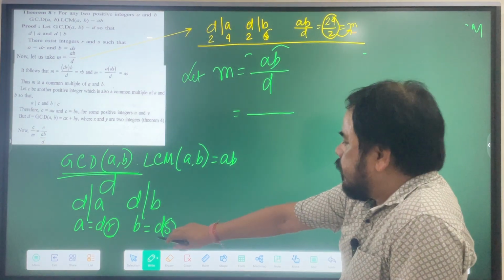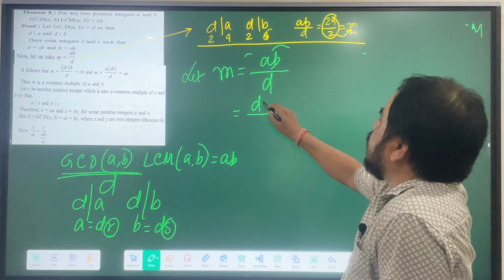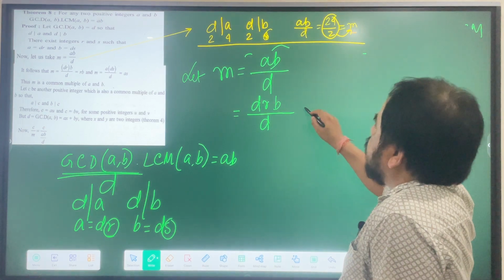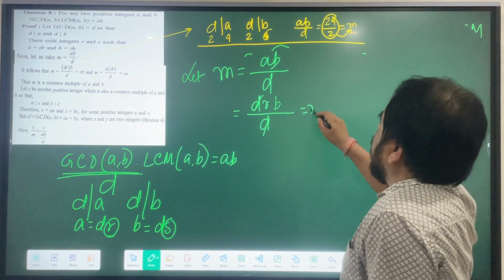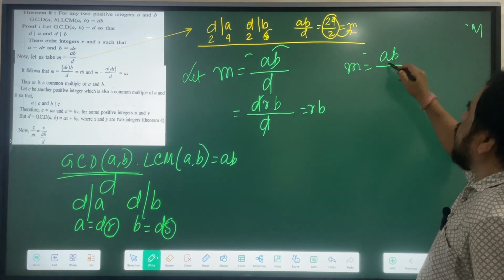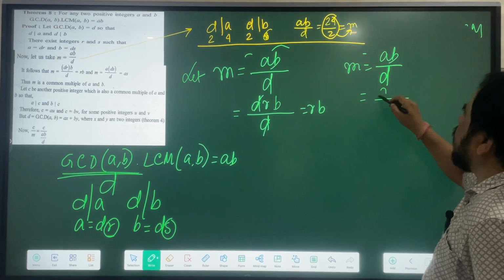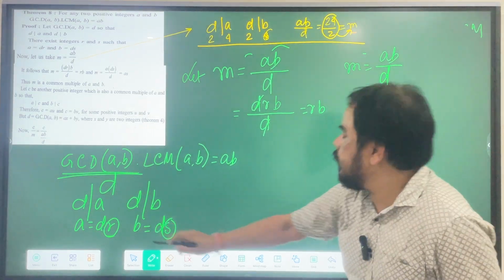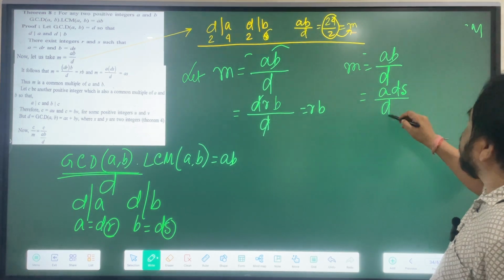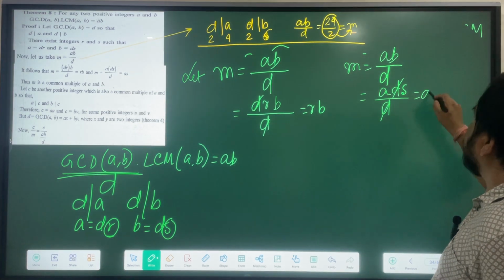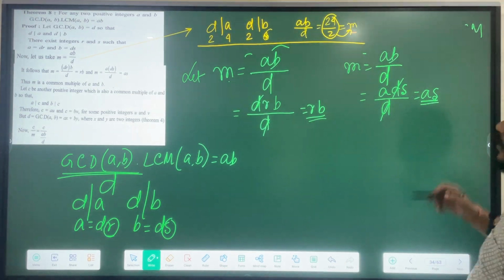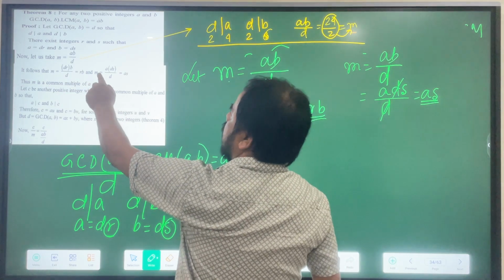Now A equals dr. In place of A, dr is written. Then B by D, okay. Equals to what? D cancels, so rB. Again, M equals AB by D. Now in place of B, we write ds. D cancels. This is AS. So M equals rB, M equals AS.